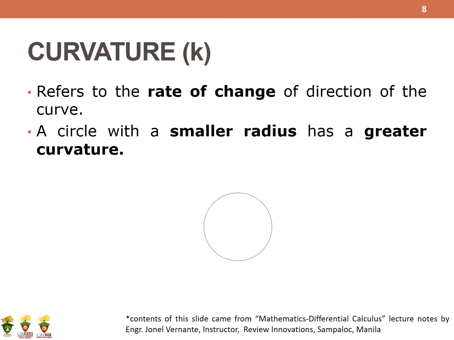For illustration purposes, as you can see, there is a circle with a small radius, and if you visually check, the change of direction is faster, it changes direction quickly, compared to the one with the higher radius. Though there is a change of direction in the bigger one, compared to the smaller radius it is much less curved. So we can say that a smaller radius has a greater curvature than the bigger one.